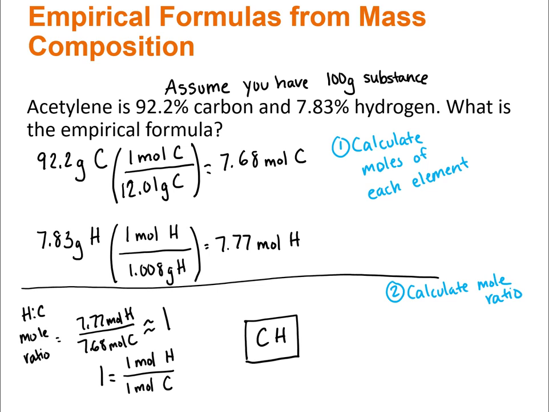For those of you who wanted to do another example, does this walking through another example like this help? Usually the area where students have issues is the mole ratio and translating that into the empirical formula. So let me know how we're doing there. Good. Then let's try a problem.